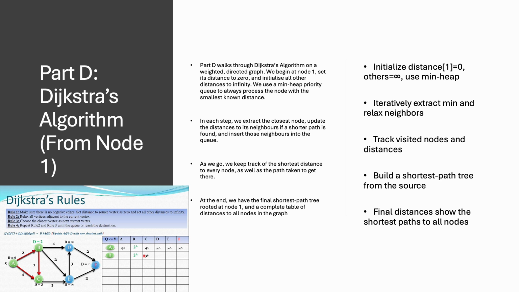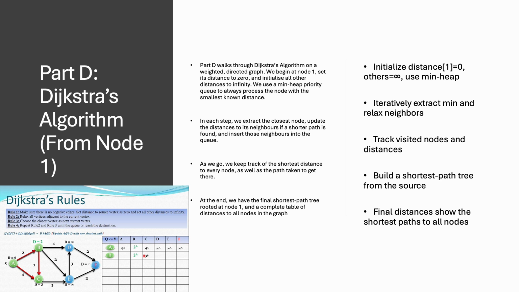As you can see in the bottom left, our first rule is to make sure there are no negative edges. So we make sure that there are no negative edges, set the distance to the source vertex as 0, and set all other distances to infinity, as we said. Then rule 2 is to relax all vertices adjacent to the current vertex. As we can see in this graph, basically all those. Then rule 3, we choose the closest vertex as the next current vertex. And then rule 4, we repeat rule 2 and rule 3 until the queue is empty and all vertices reach their distance.